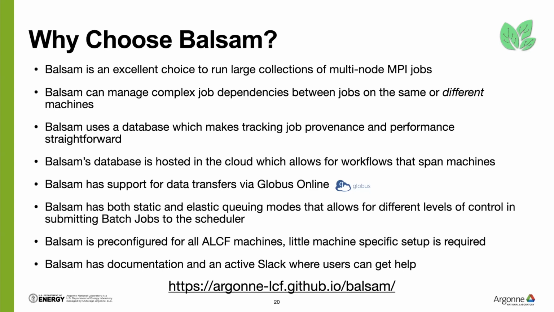Balsam can, like Parcel, handle job dependencies. I didn't show an example of that, but that is also possible. Balsam runs on a database model, which means that there is a record in a database for every single job or task that Balsam runs, tracking how long it took, all the details about how it ran.